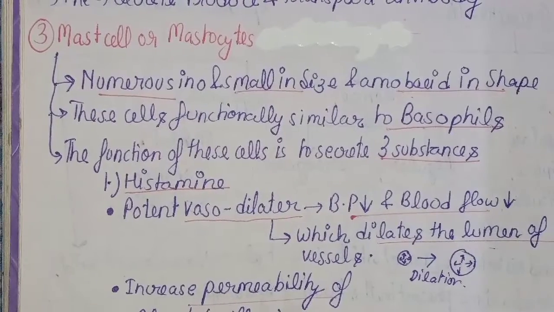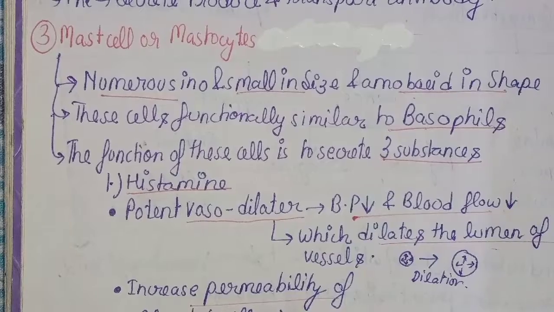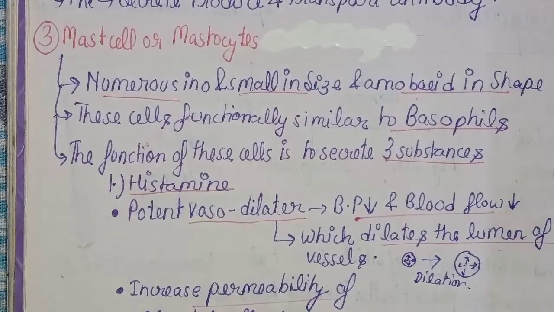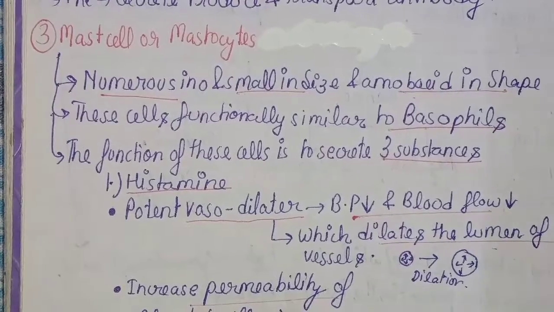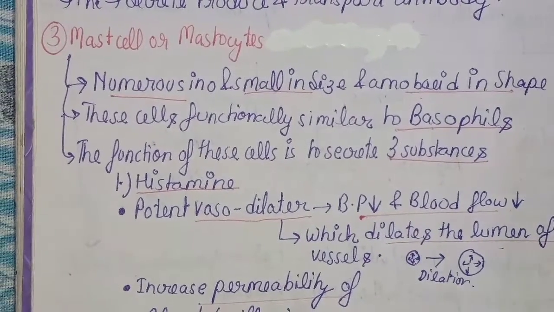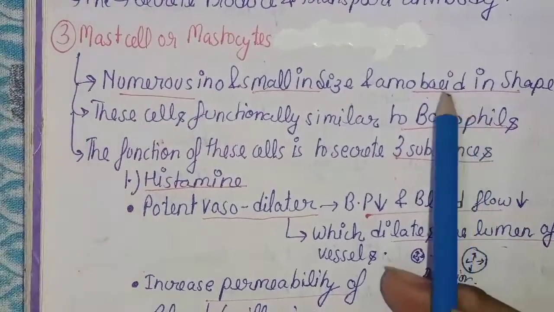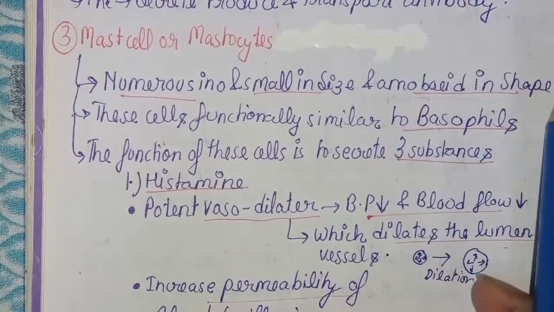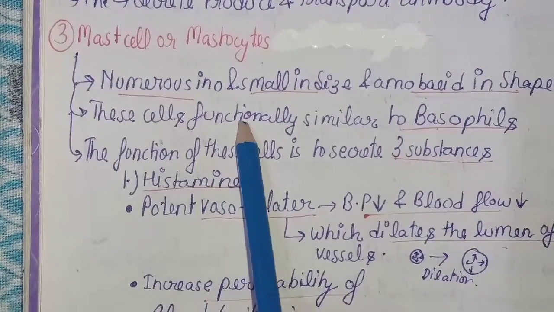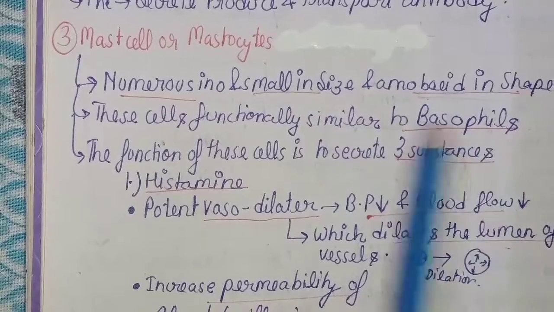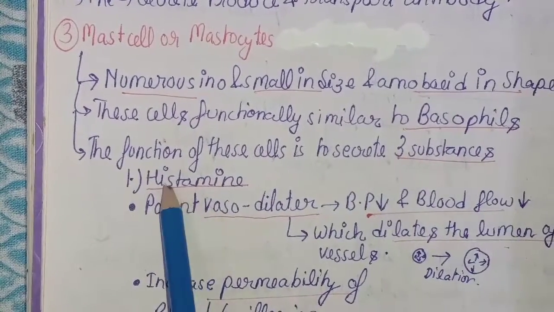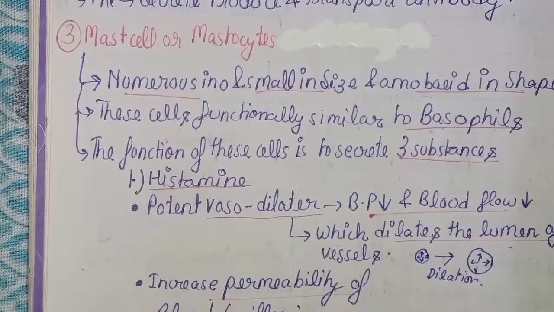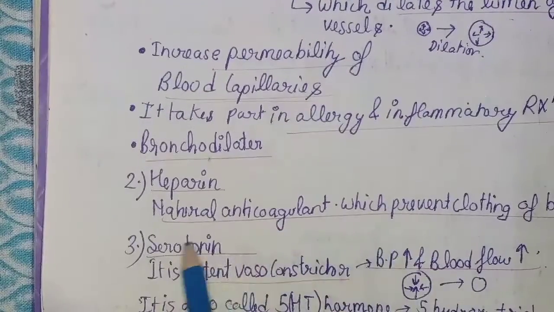Now coming to the mast cell or mastocyte. They are numerous, small in size, and amoeboid in shape. These cells are functionally similar to basophils. The function of these cells is to secrete three substances: histamine, then heparin, and then serotonin.